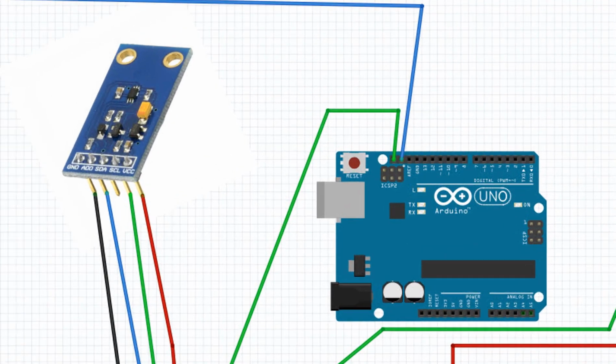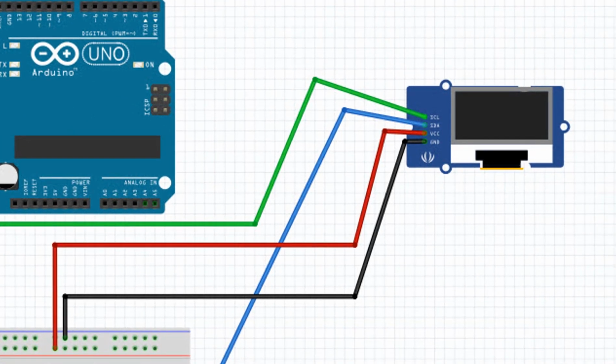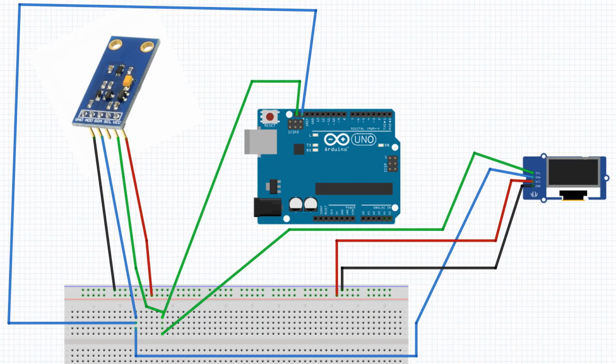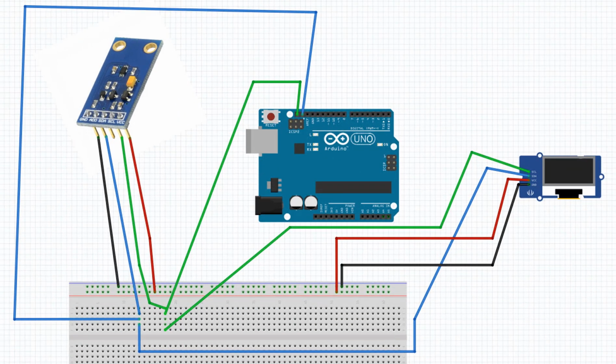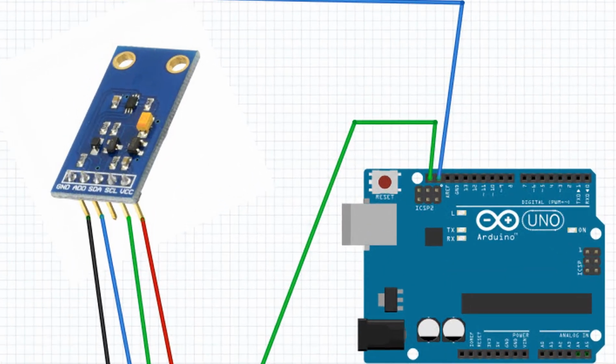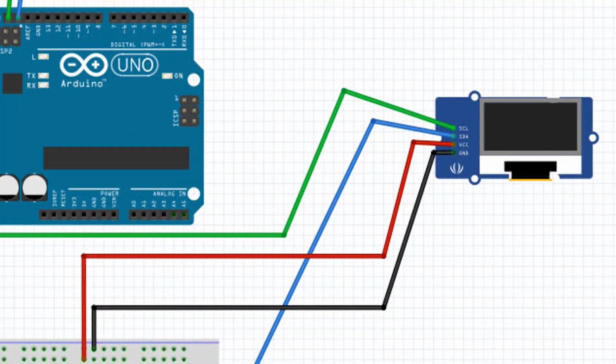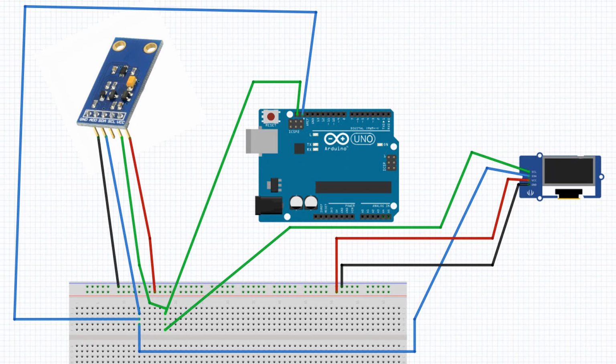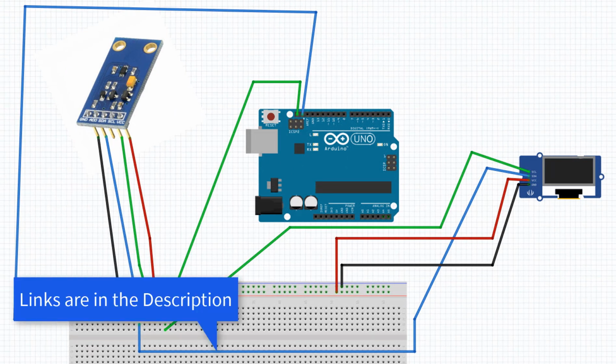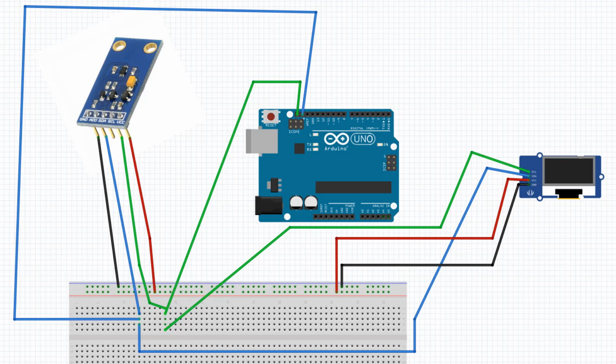Connect pins SDA from both sensors to Arduino SDA pin. Connect pins SCL from both sensors to Arduino SCL pin. Connect pins 5V VCC from both sensors to Arduino 5 volts pin. Connect pins ground from both sensors to Arduino ground pin.